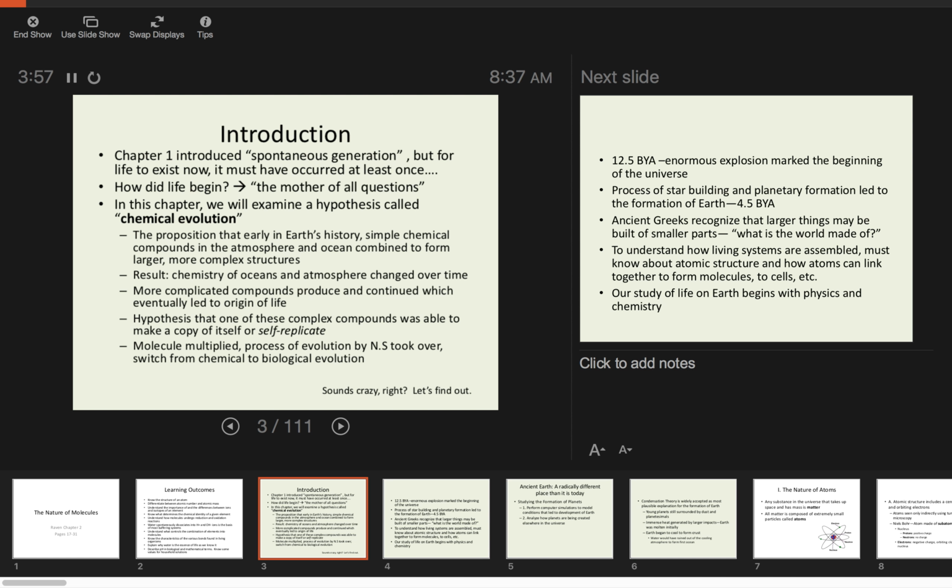Whenever you see N.S., that means natural selection. And then it switched from chemical evolution to biological evolution. So it's kind of a crazy idea. It's a hypothesis, so we're going to see what kind of evidence we can dig up to support this.